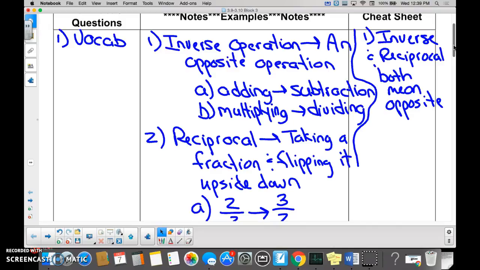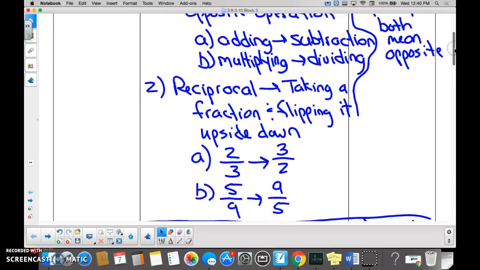Opposite. So an inverse operation would be an opposite operation. Addition and subtraction are opposite operations. And reciprocal, when taking a fraction and finding its reciprocal, you take the fraction, like 2/3, and you flip it upside down and you get 3/2. So the numerator becomes the denominator, and the denominator becomes the numerator.